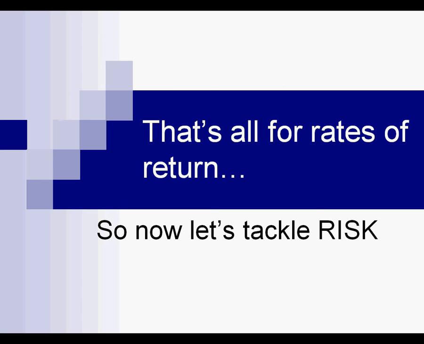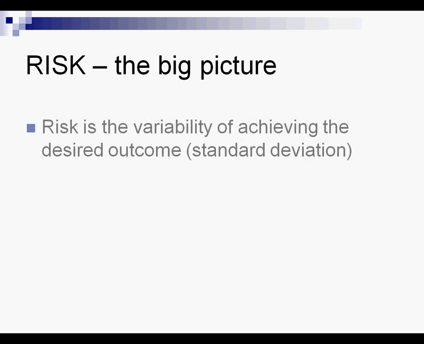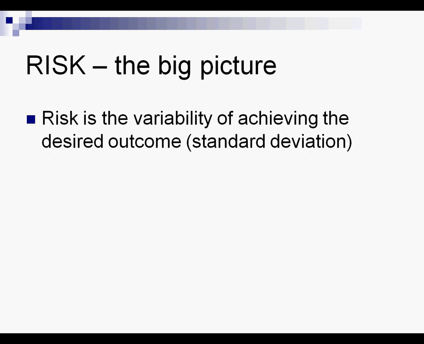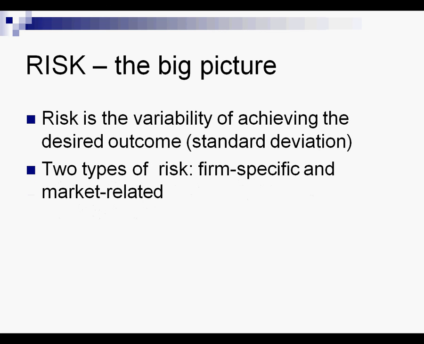So now we're going to tackle risk. Risk, the big picture. Risk obviously is the variability of achieving a desired outcome, and that's measured by the standard deviation. Those of you that have had stats, and I know all of you have, will remember standard deviation fondly, I'm sure. There are two types of risk.